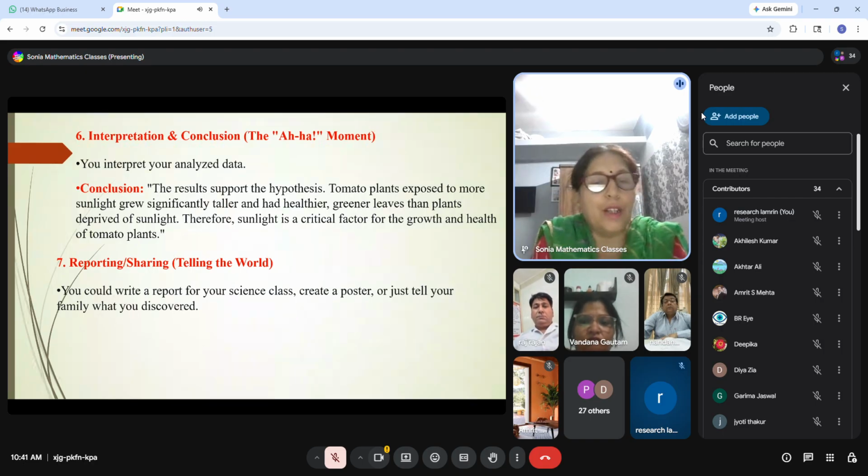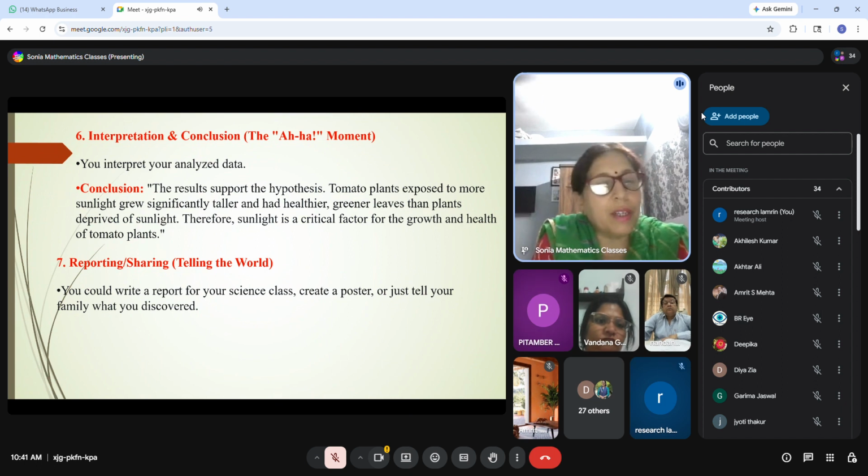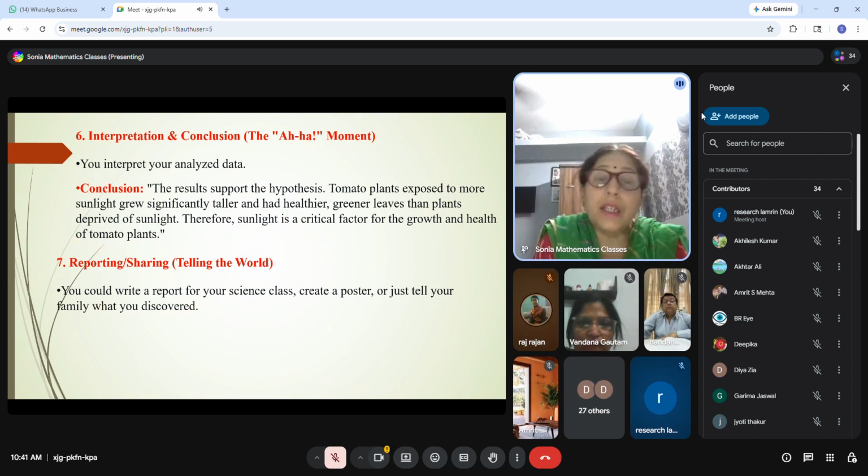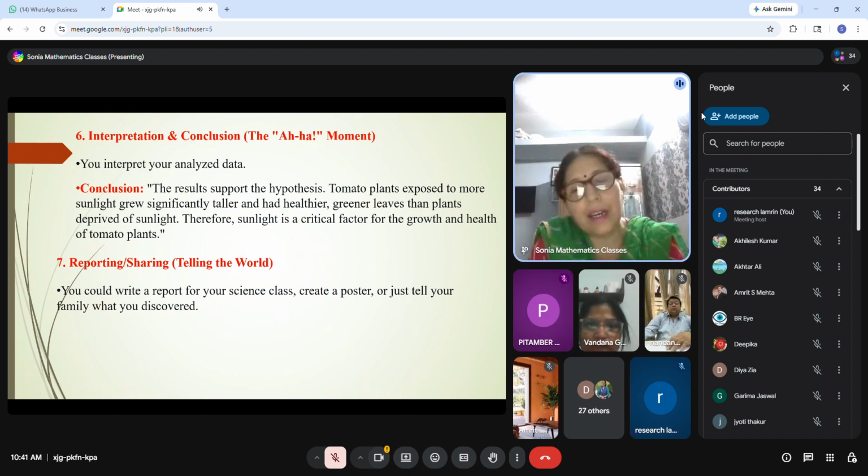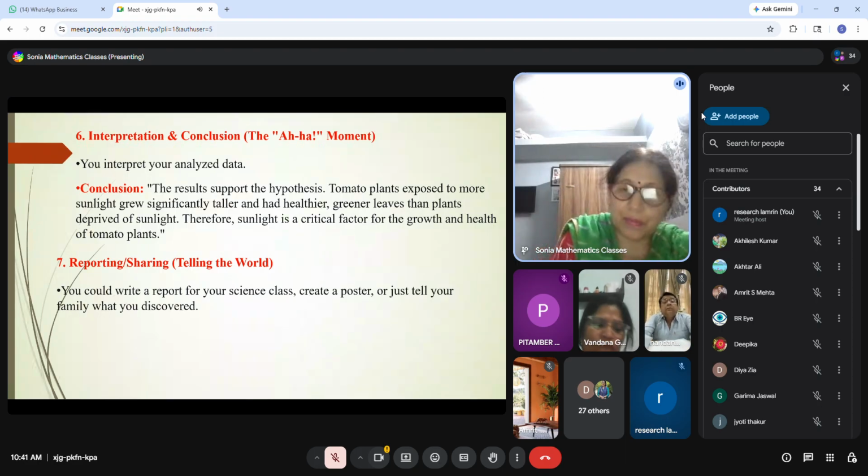So, report, or you can say what you are telling to the world. You could write a report for your science class, or you can create a poster, or you can just tell your family what you discovered. But in research, family को बता के काम नहीं चलेगा. You have to publish that work.